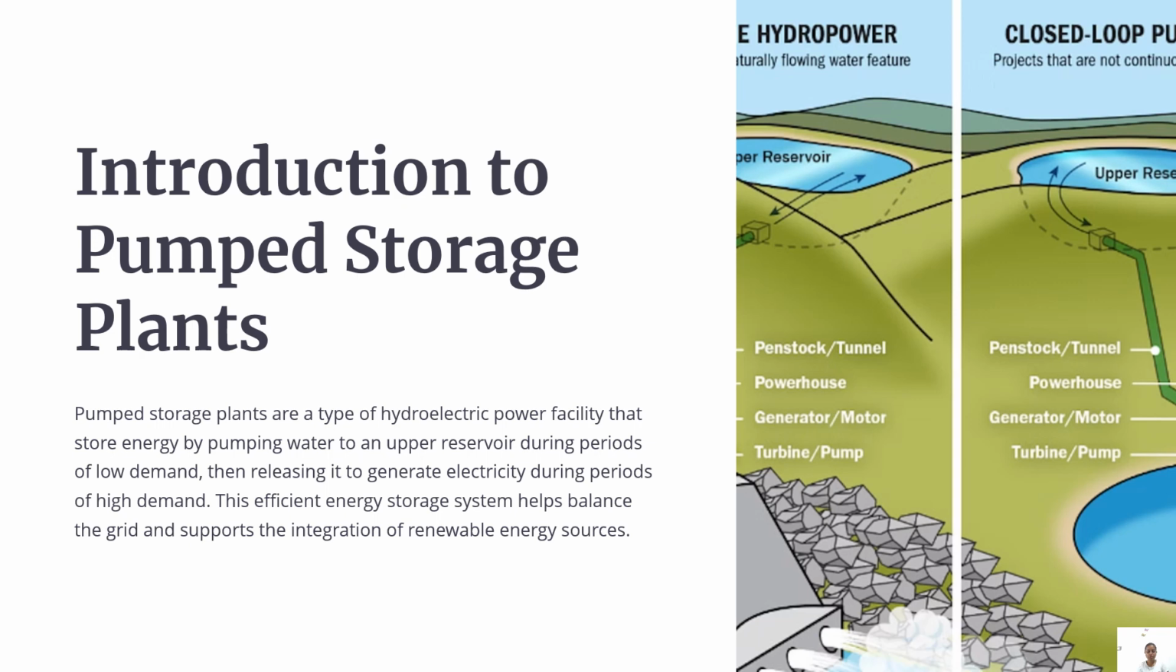Introduction to pumped storage plants. So pumped storage plants are a type of hydroelectric power facility that store energy by pumping water to an upper reservoir during periods of low demand, then releasing it to generate electricity during periods of high demand. This efficient energy storage system helps balance the grid and supports the integration of renewable energy resources.